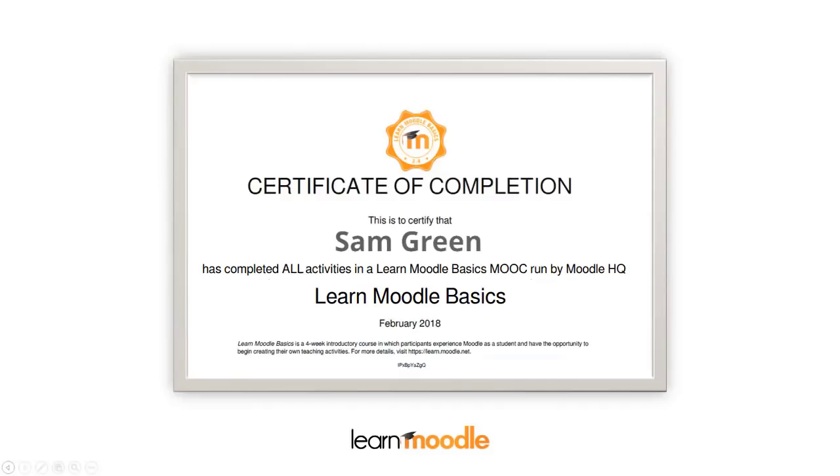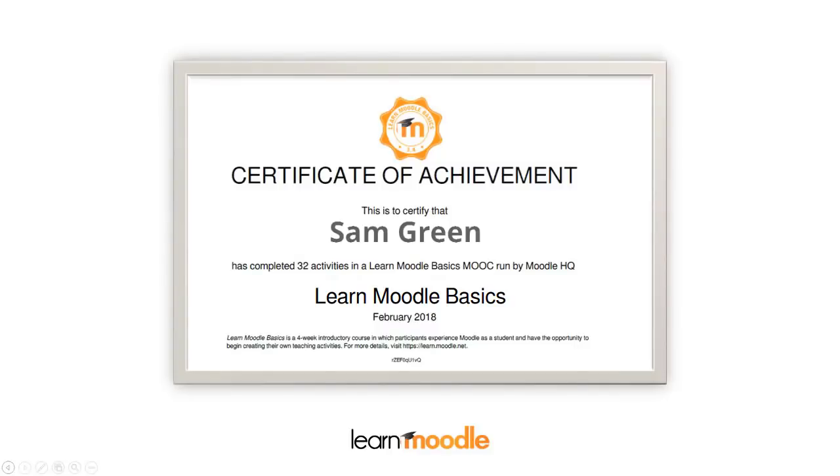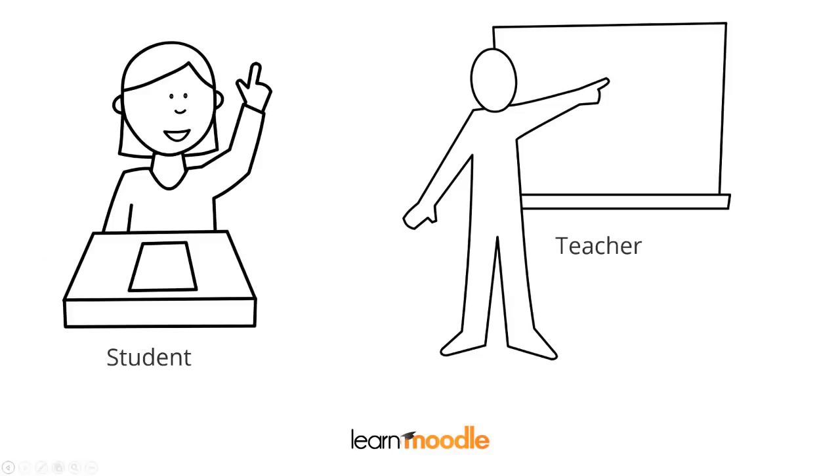If you complete all these activities, including participating in a peer assessment workshop activity, and you get check marks in all the boxes, you'll receive a badge and a certificate of completion. If you miss the deadlines for the workshop, but you do all the other activities, you'll receive a certificate of achievement. So that's how you'll be using Moodle as a student in the Learn Moodle Basics course. Now how to use it as a teacher.